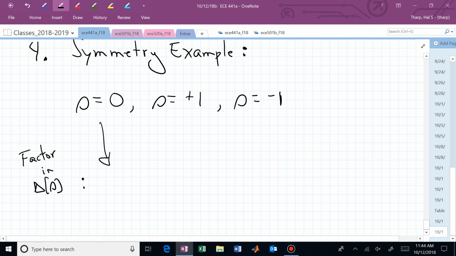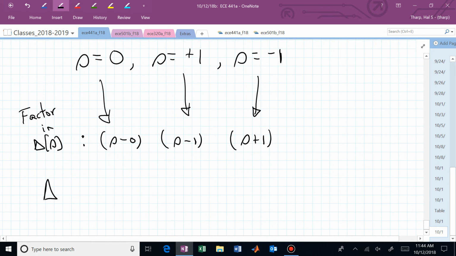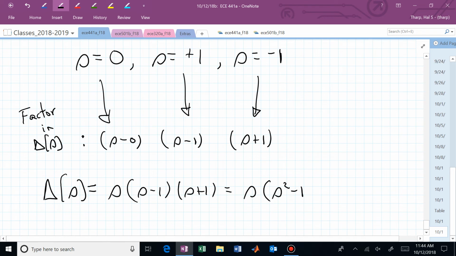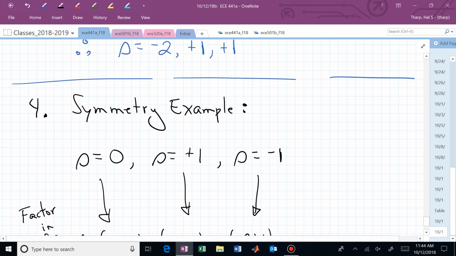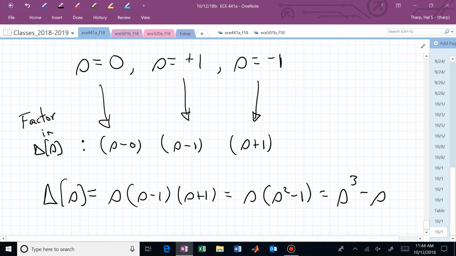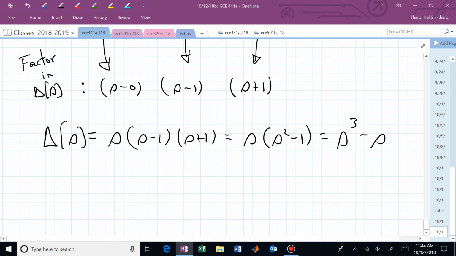This particular factor will be s minus 0. This will give a factor of s minus 1, and this will give a factor of s plus 1. So if we multiply all those factors out, we have s times s minus 1, s plus 1, or s times s squared minus 1, or this is now s cubed minus s. Now we have the background. We know what to expect as an answer. Let's create the Routh array from this particular cubic.